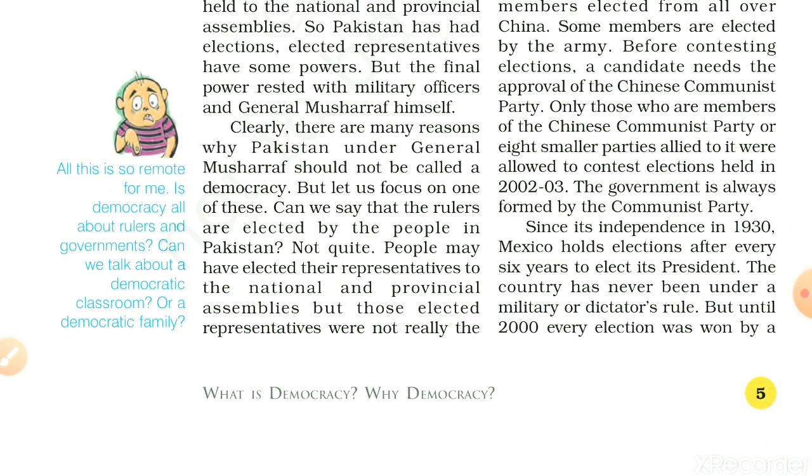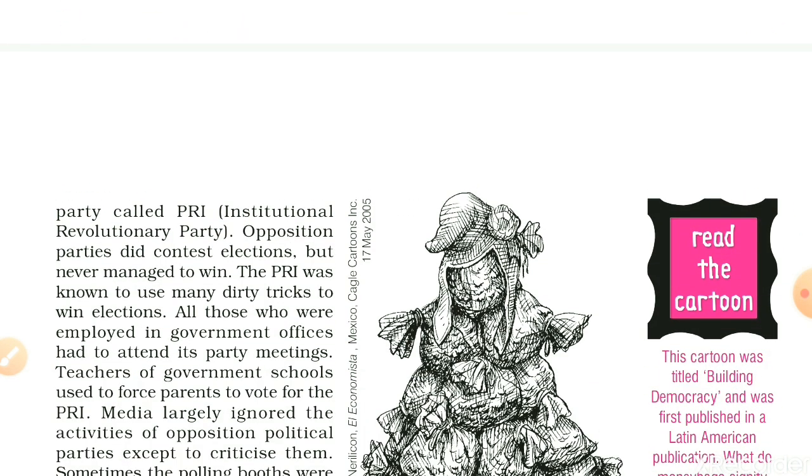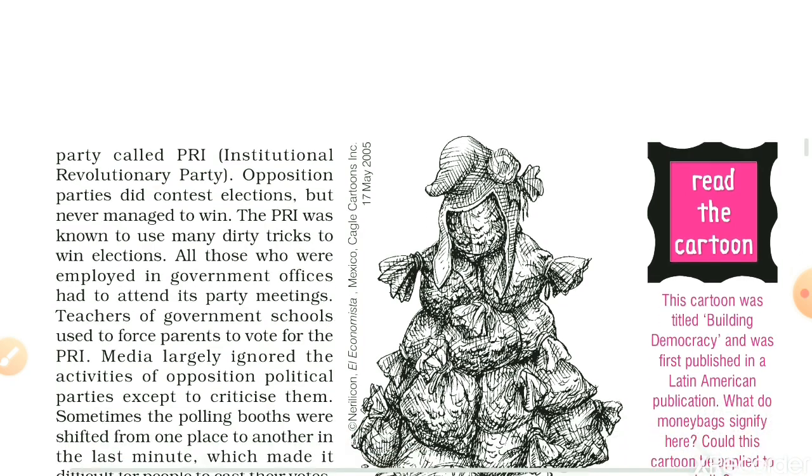Since its independence in 1930, Mexico holds elections every 6 years to elect its president. The country has never been under a military or dictator's rule, but until 2000, every election was won by a single party, and it is PRI. The full form of PRI is Institutional Revolutionary Party. Opposition parties did contest elections but never managed to win. The PRI was known to use many dirty tricks to win elections.